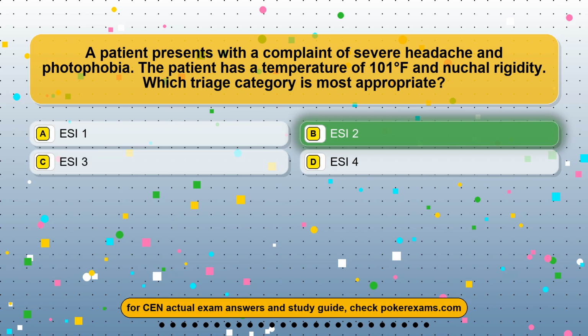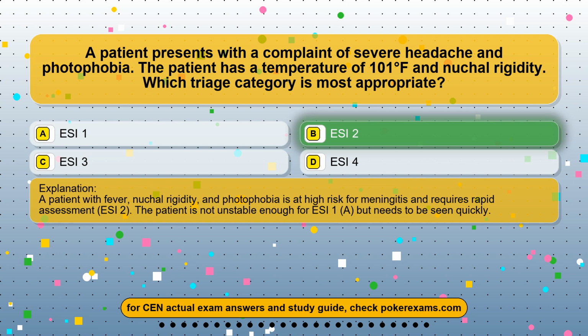The correct answer is option B, ESI 2. A patient with fever, nuchal rigidity, and photophobia is at high risk for meningitis and requires rapid assessment, ESI 2. The patient is not unstable enough for ESI 1A, but needs to be seen quickly.